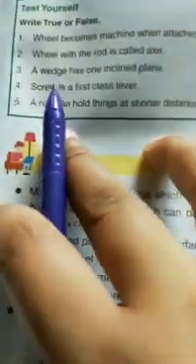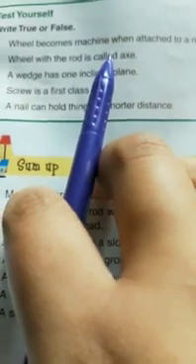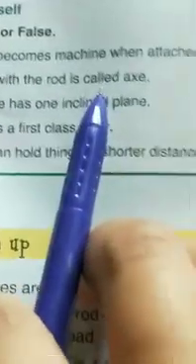Now let's continue the book exercises. Now see the true false of page number 97. So a wheel becomes a machine when attached to a rod. So that will be true. That machine is, yes, wheel and axle. Wheel with a rod is called X? No, this is not X. Then, yes, this is an X. It's a wedge.